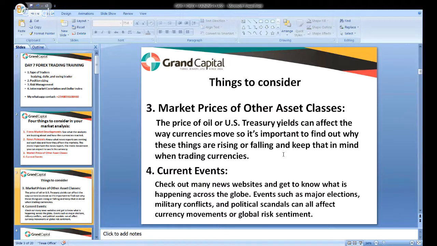So it's very important for you to know the prices of other asset classes. Oil is attached to CAD. We talk of gold, that's Australian dollar, AUD. So whenever there is a depreciation in the gold price, you go and check AUD USD, you see the impact on it.